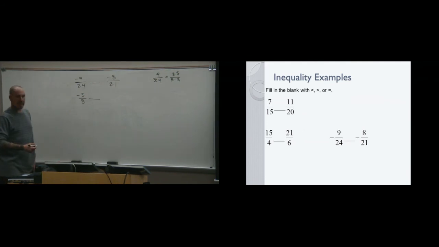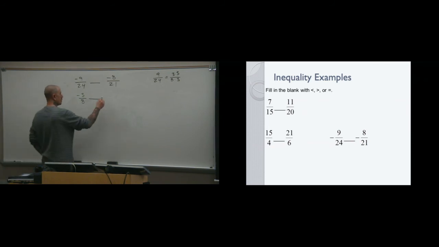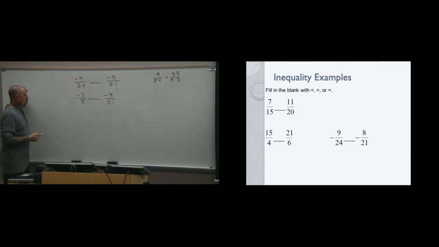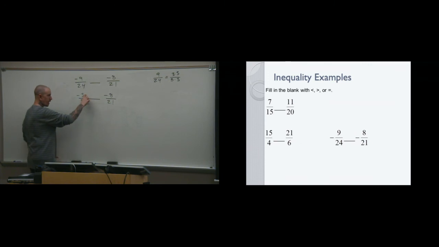Do 8 and 21 have any common factors? No. Nope, right? 21 is an odd number, so there's not going to be a factor of 2 in there. So we're just going to use negative 8 over 21. So now here, trying to find the lowest common denominator between 8 and 21 would probably be pretty labor intensive. We don't have to. If all we want to do is compare, we don't have to have the lowest common denominator. All we need is a common one. We can get that by taking the first fraction and multiplying the top and bottom by 21.